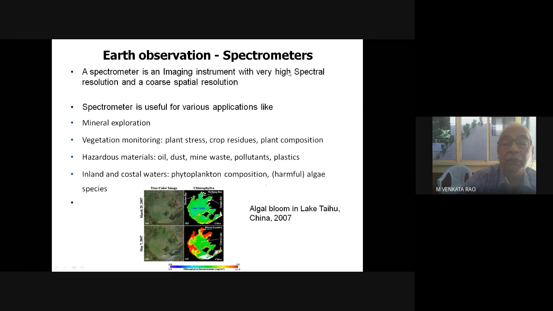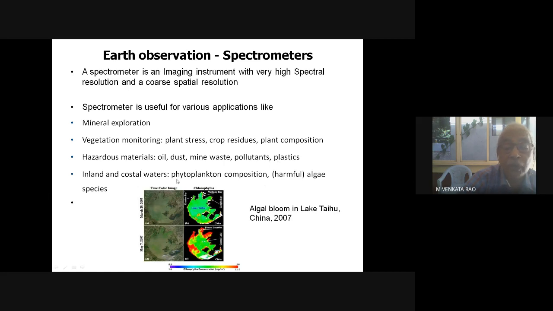Here the spectral band is very fine, just a few nanometer bands, but the spatial resolution will be of the order of something like 100 meters or 200 meters. Of that type of resolution only we will get in spectrometers. Spectrometers are very useful for mineral exploration, vegetation monitoring, plant stress, crop residues, plant composition, and hazardous materials like oil spills, dust, mine waste, pollutants. To study these things, these spectrometers are used.